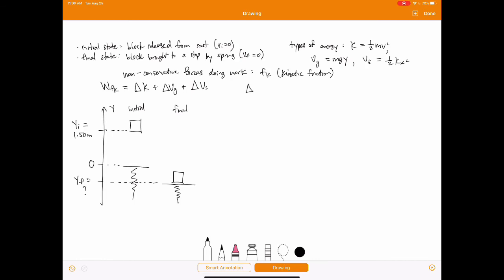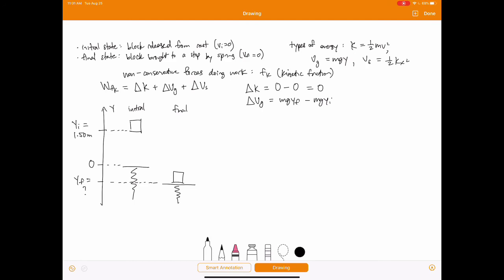Let's start with kinetic energy, delta K. Well, here's the thing. If we start off at rest and we end up at rest, the kinetic energy is 0 in both cases. So we basically just have 0 minus 0. Final minus initial is just 0 minus 0, which is no overall change, right? If you start at rest and you end up at rest, there's no overall change. For gravitational, we're going to have mg y final minus mg y initial.